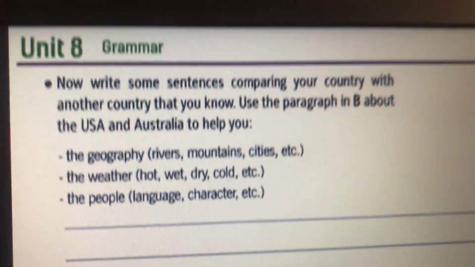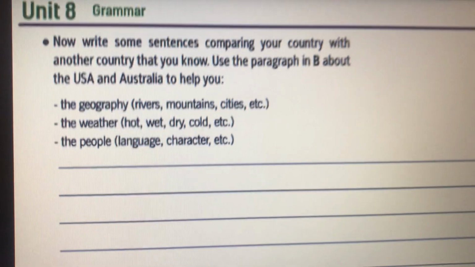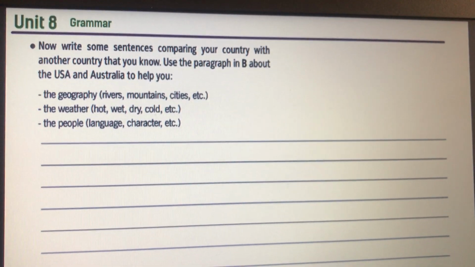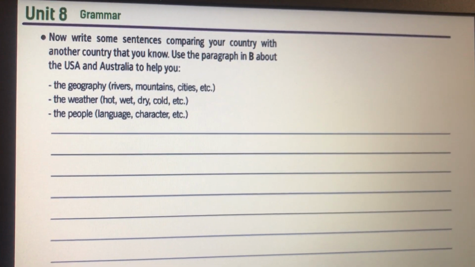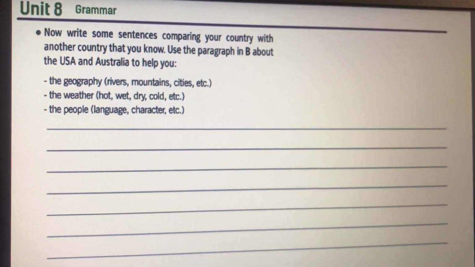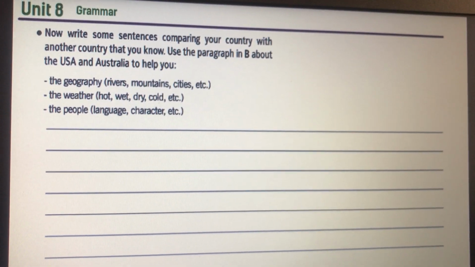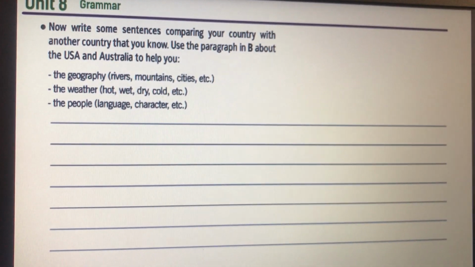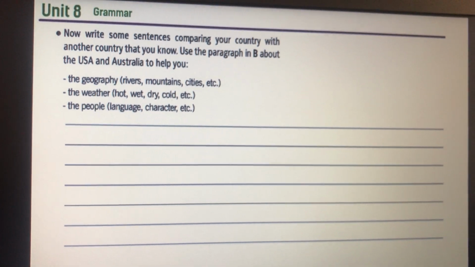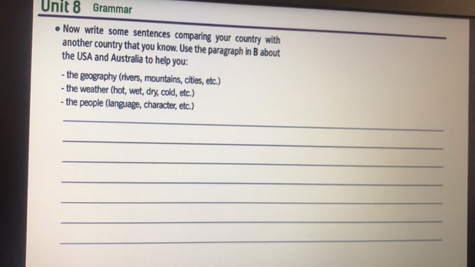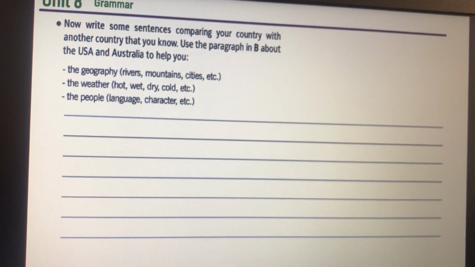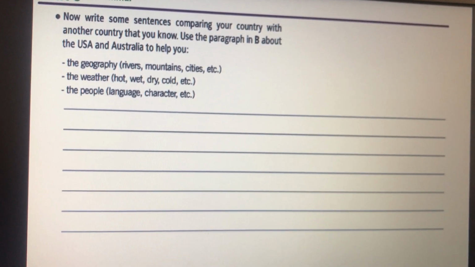Okay, I want you to think of some sentences. Can you compare Jordan with any other country? Okay, I have made a comparison between Jordan and Lebanon. You know Lebanon. I made a comparison between Jordan and Lebanon. Look at my examples and I want you to make more examples either about Jordan and Lebanon or about any other country compared with Jordan.